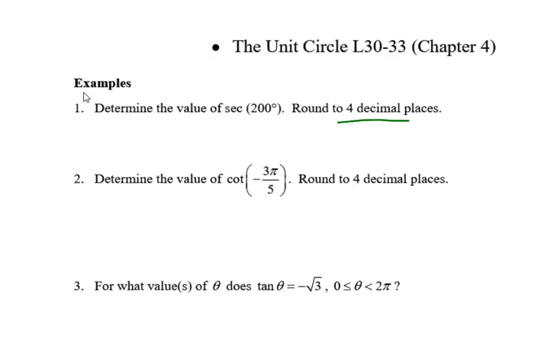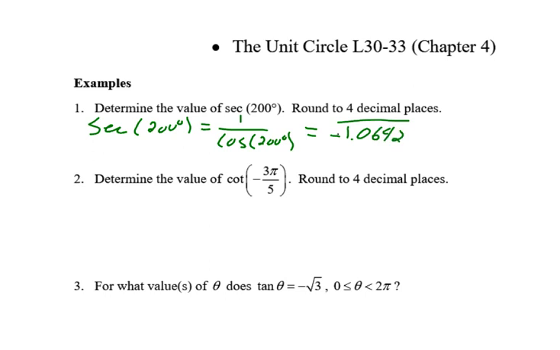Okay. So I'm gonna write out secant of 200 degrees is equal to, well, that would be the same as 1 over cos of 200 degrees, right? Because secant is the inverse of cos. So then if I just plug that right into my calculator, you should end up with negative 1.0642.